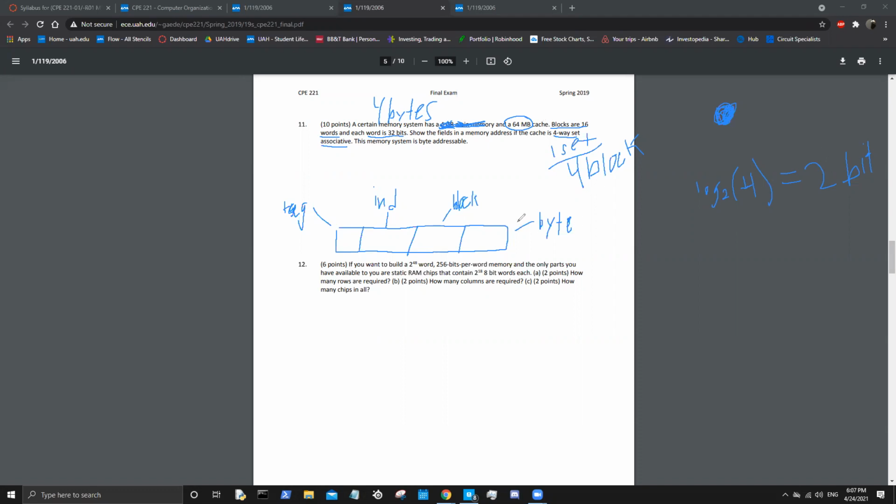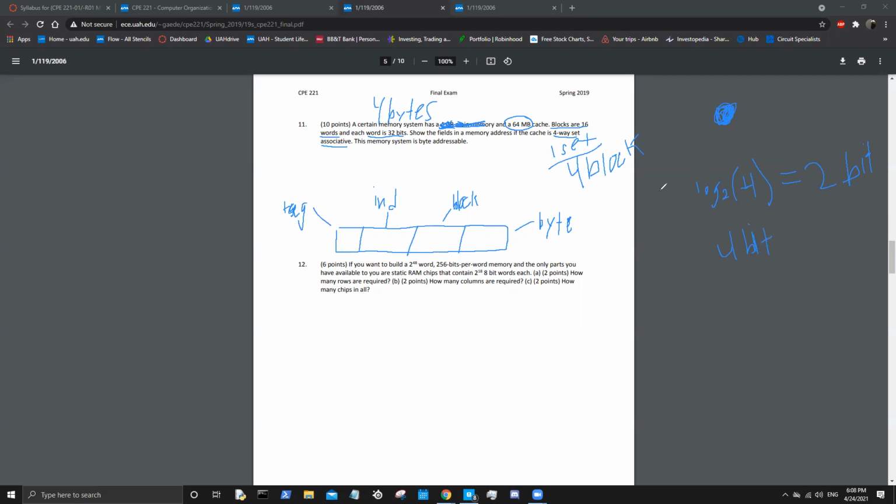And that rule carries through to the block offset as well. It's basically the same thing. You're given this information. Blocks are 16 words. So how many bits do you need to represent 16 different states? Well, if you need 3 bits to represent 8 states, 4 bits represents 16 different states. Therefore, the block offset is going to be 4 bits.